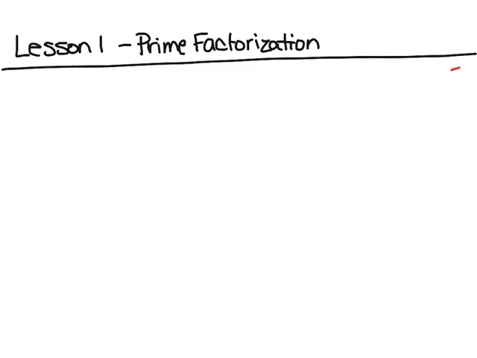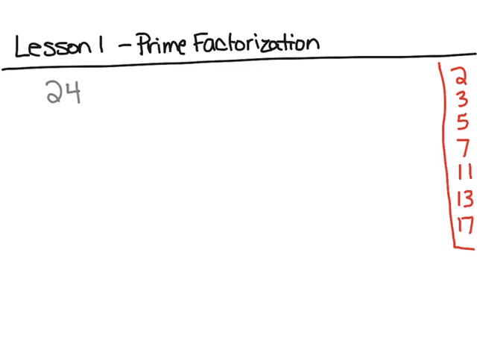So the most important ones are 2, 3, 5, 7, 11, 13, and sometimes 17. These are just good to keep in mind. There's multiple ways to do prime factorization. The first way is to do a factor tree. To do a factor tree, you're going to branch off a number into numbers that multiply to get it.